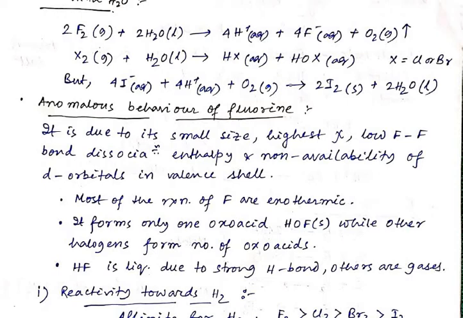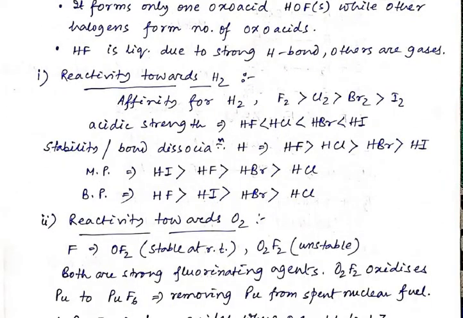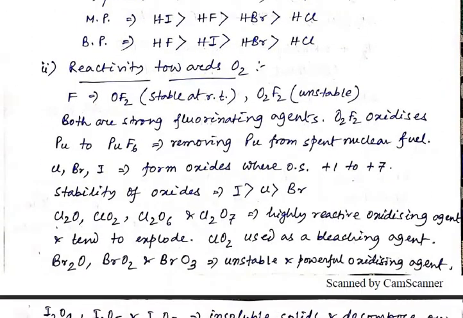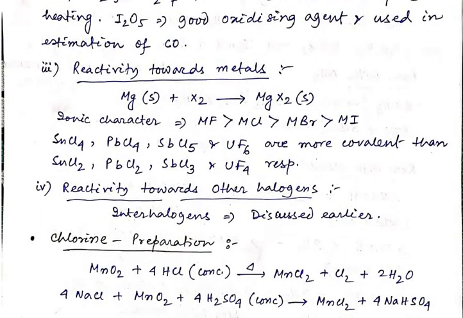After that we also discussed the anomalous behavior of fluorine, and then the hydrides and the oxides of the halogens. Now in today's class I will mainly discuss chlorine, that is Cl2. Okay, so after the discussion of hydrides and oxides, now we are going to the reactivity of the halogens towards metals.